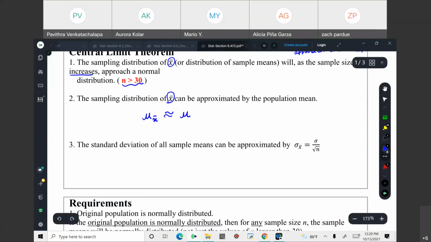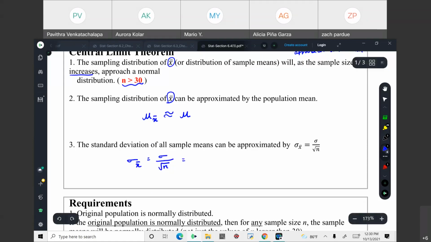And then what about standard deviation? The standard deviation of the sample means will be equal to the standard deviation of the population divided by the square root of the sample size. This is the formula for the standard deviation of a sample.